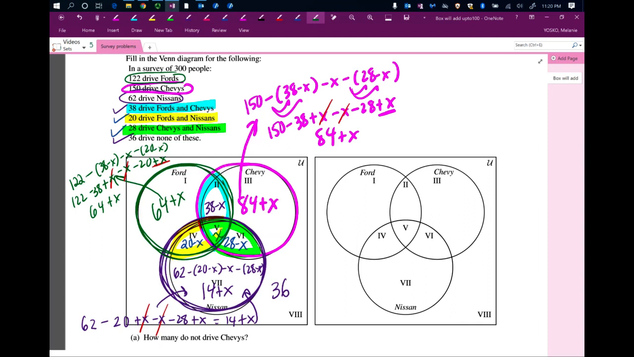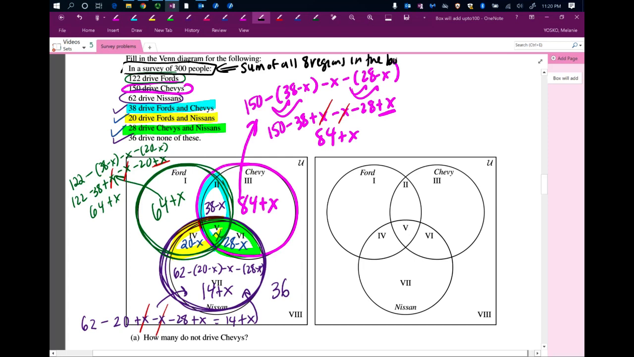Well, how many people were surveyed? The only piece of information we haven't used yet is how many people were surveyed. In a survey of 300 people, so this is going to be the sum of all 8 regions in the box inside our universal set U. Remember, U represents the whole box, not just the outside. So if we're going to sum up all the regions, we're going to add that up and we're going to get 300.